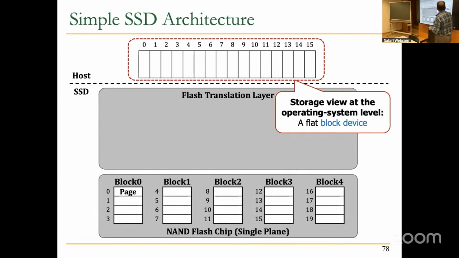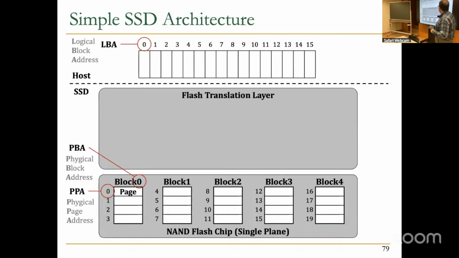This is a storage view at the operating system level, a flat block device, and each of them is a logical block address. That's something people get a bit confused by, because this block is considered one page here. The terminology of page and block is different at the OS level compared to the SSD. So we have the physical block address, and also the physical page address at the SSD level.